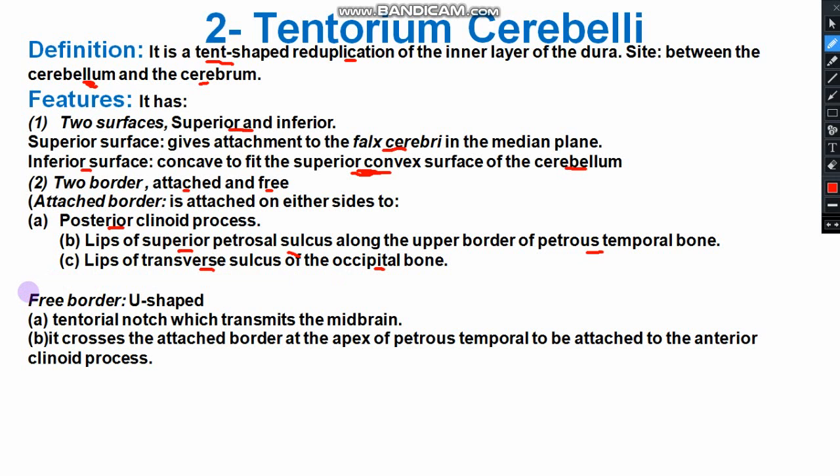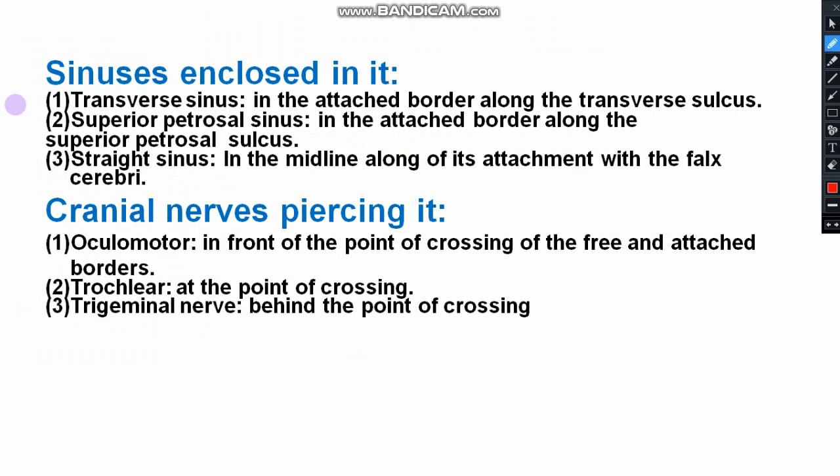Whereas the free border of tentorium cerebelli is U-shaped, forming the tentorial notch which transmits the midbrain. It crosses the attached border at the apex of the petrous temporal bone to be attached to the anterior clinoid process. Sinuses enclosed in the tentorium cerebelli are the superior petrosal sinus and straight sinus.